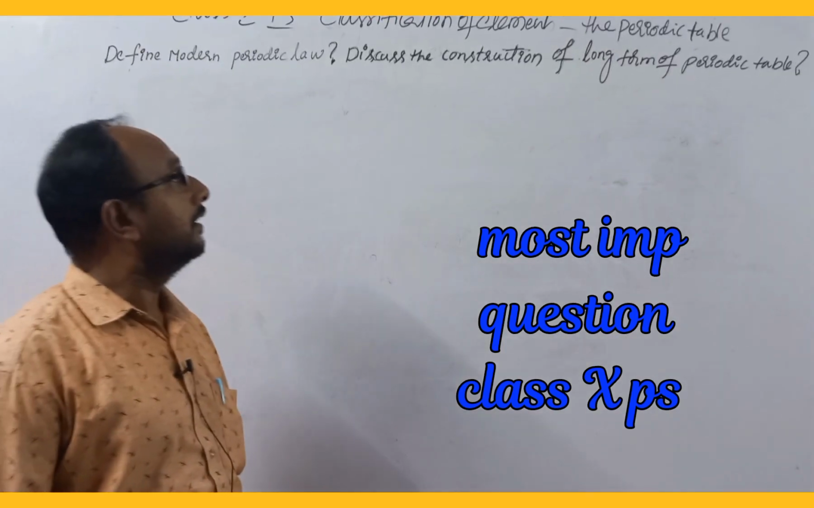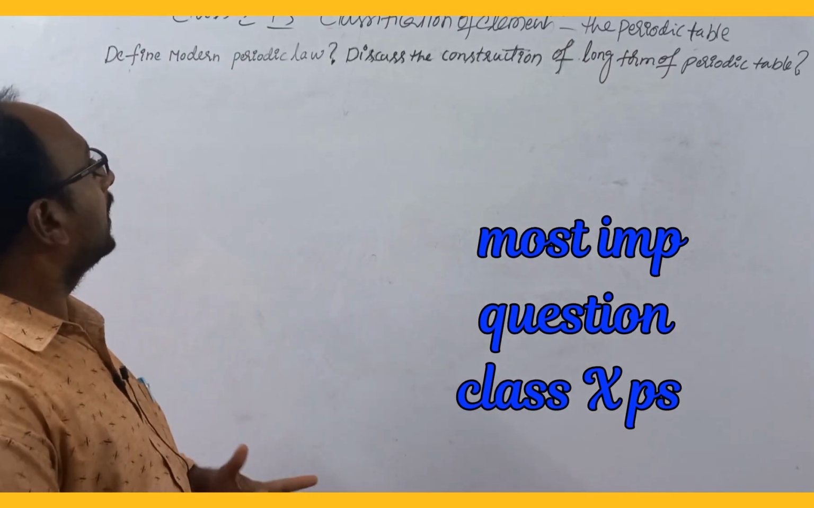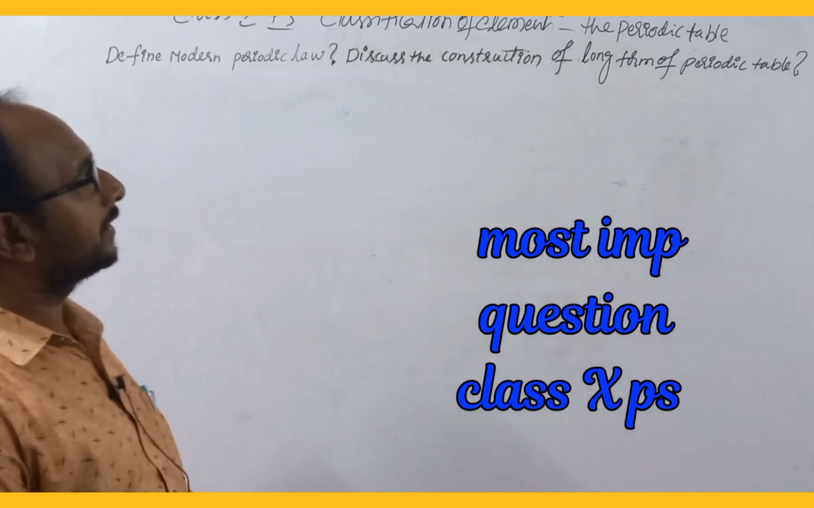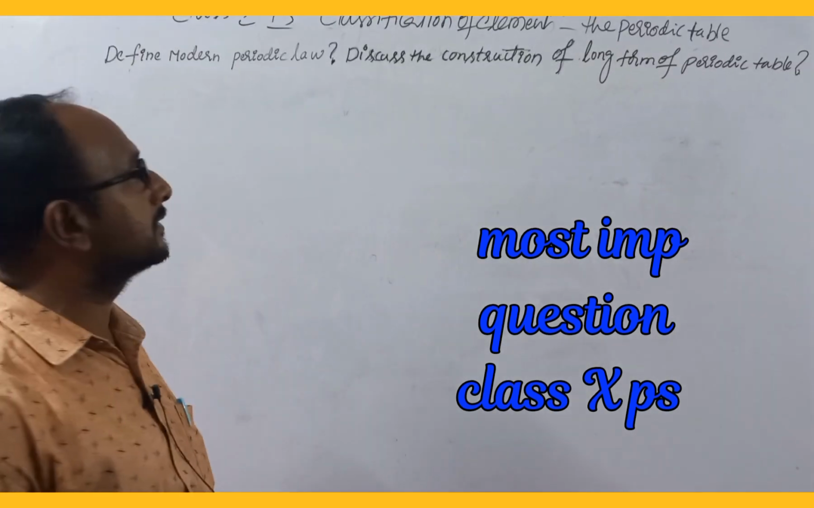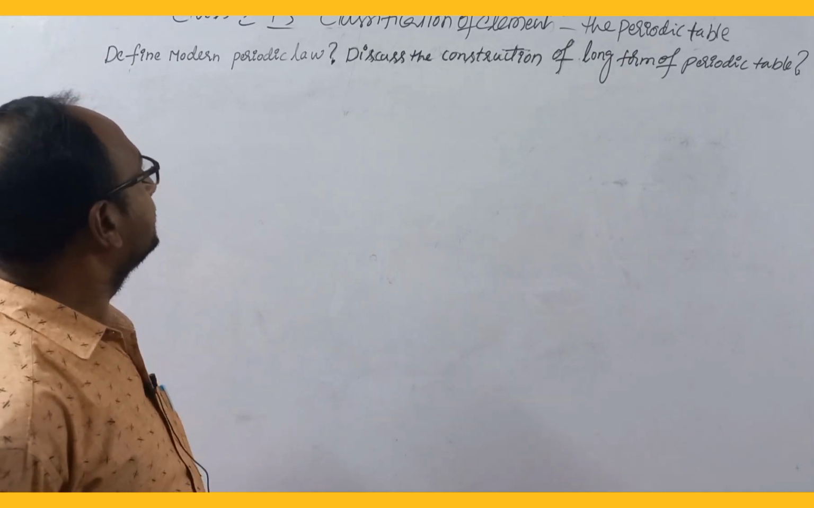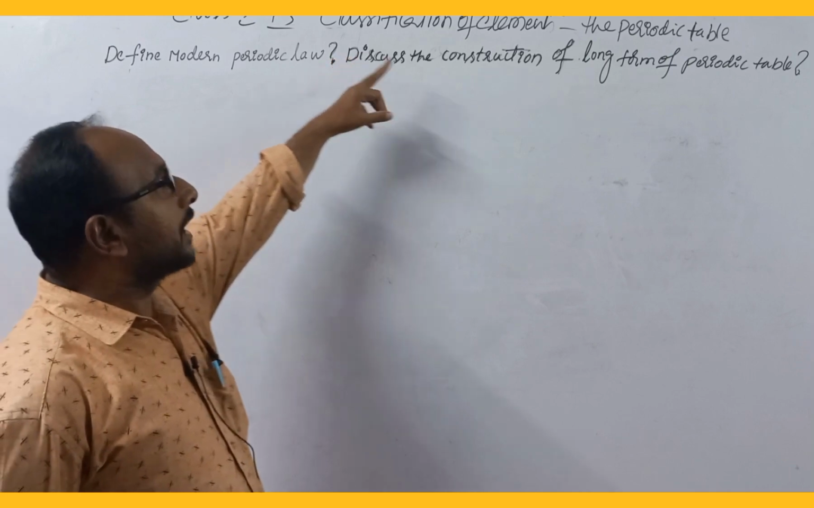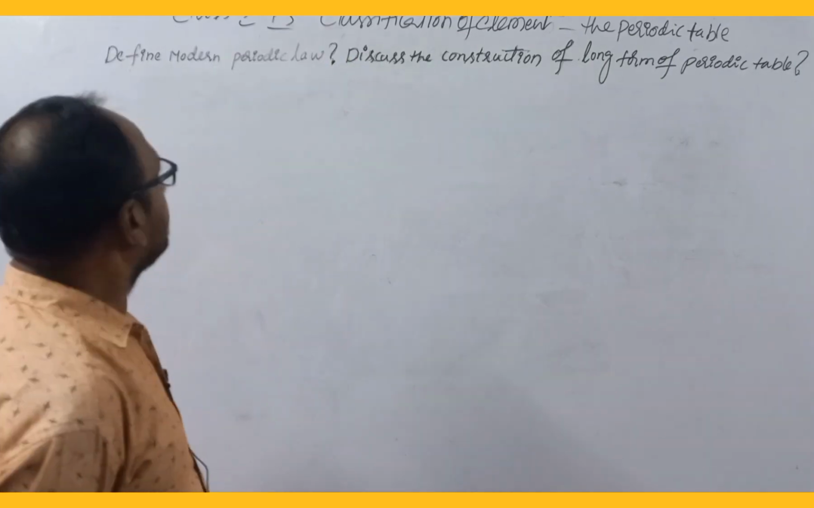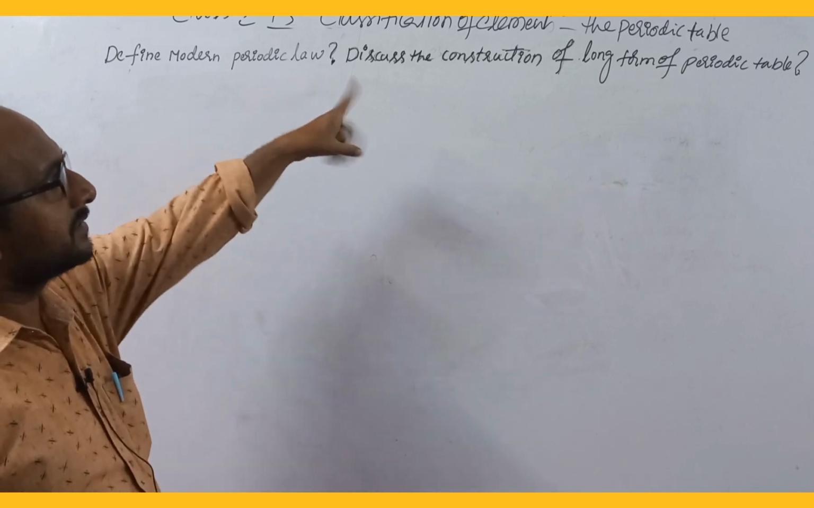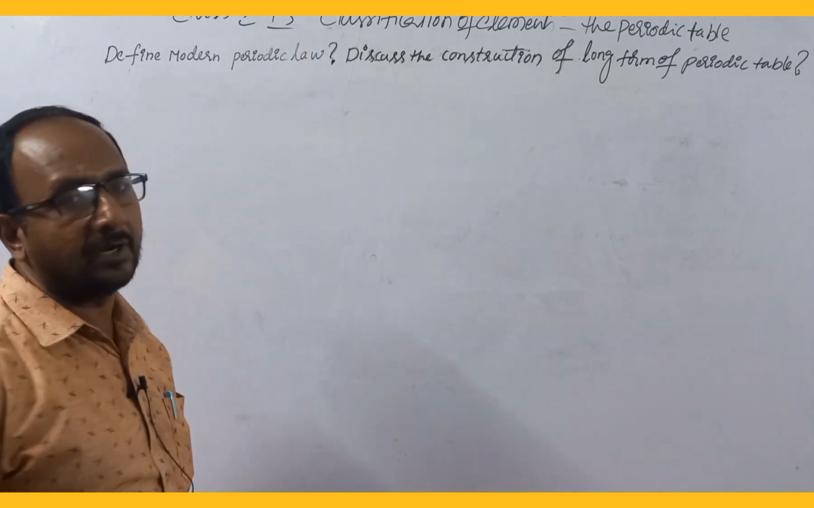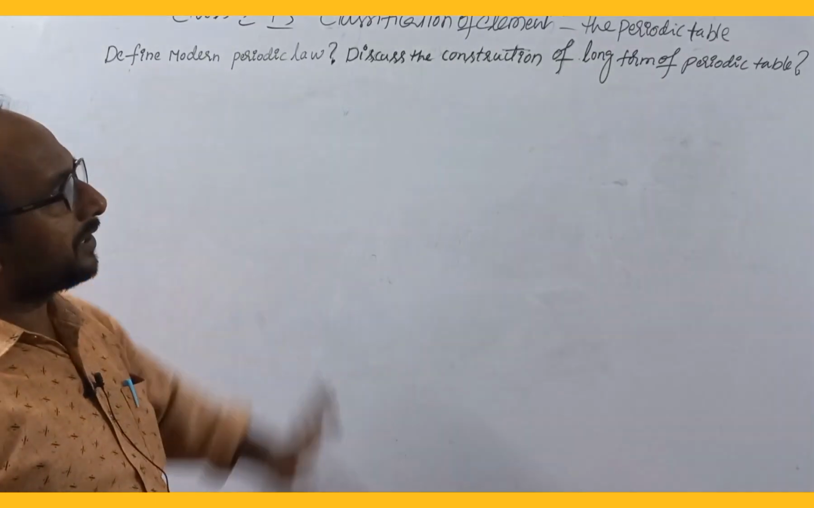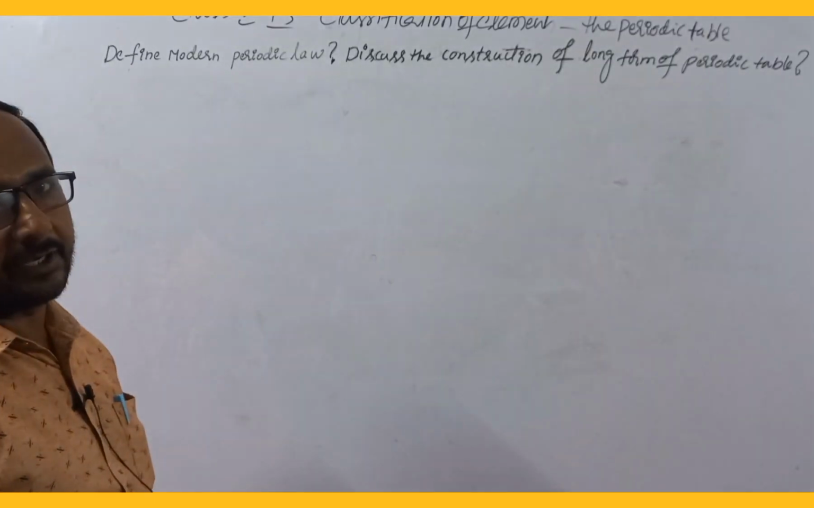Today we are going to learn an important question for 4 marks in 10th class physical science, maybe 8 marks also according to the new paper. In the chapter Classification of Elements and the Periodic Table: define modern periodic law and discuss the construction of the long form of periodic table. Long form of periodic table means the modern periodic table.